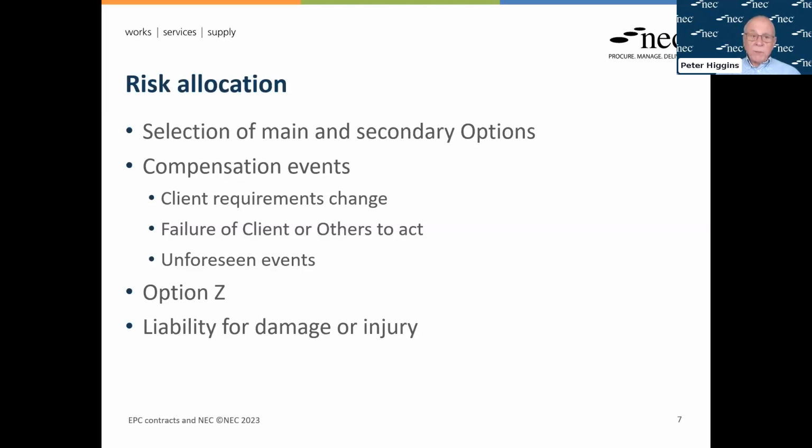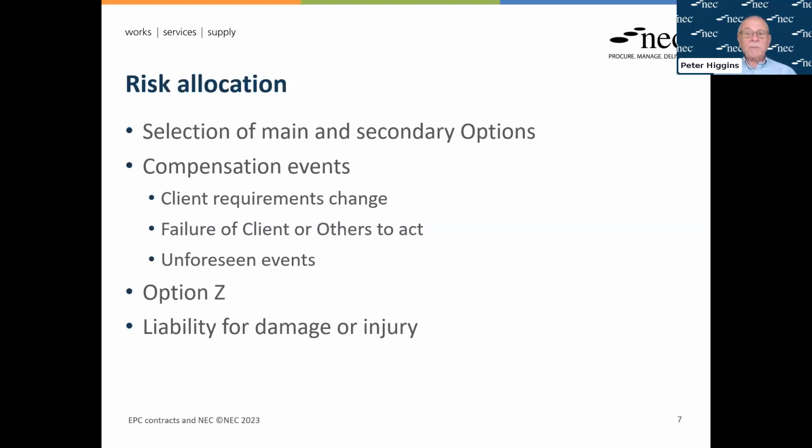Now, the big one, of course, is compensation events. And there's a whole host of compensation events, which frightens people when they think about EPC contracts. We don't want any of this. But I look at it very simply. There's three elements to look at with compensation events. Number one, the client changes their mind. Well, that is a problem with any contract, EPC or otherwise, that is likely to result in cost.